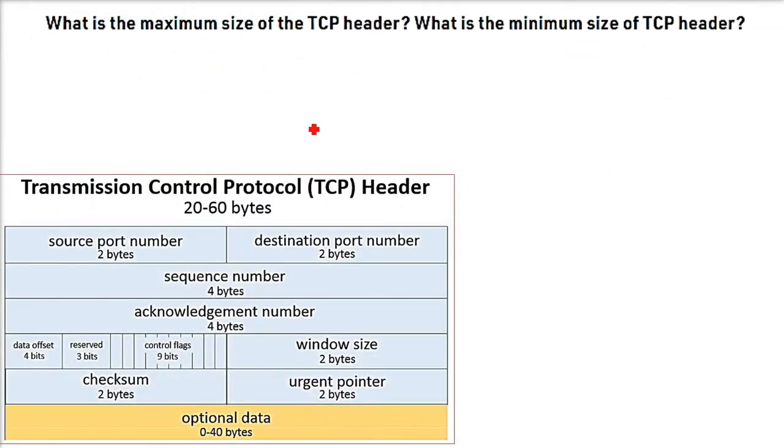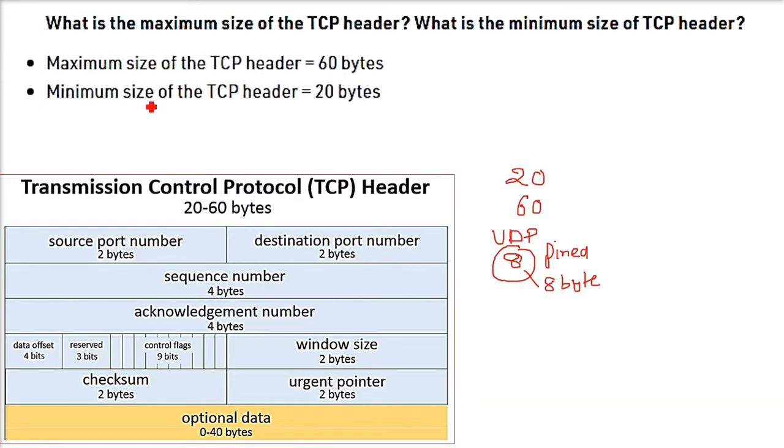What is the maximum size of the TCP header? So what is the minimum size of TCP header? Now let me tell you about UDP first. UDP has a fixed header size of 8 bytes. TCP, the minimum is 20, the maximum is 60. So the minimum size of TCP header can only be 20 as UDP has 8 byte fixed. So 20 bytes minimum, 60 maximum.